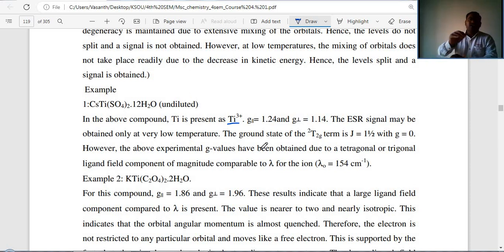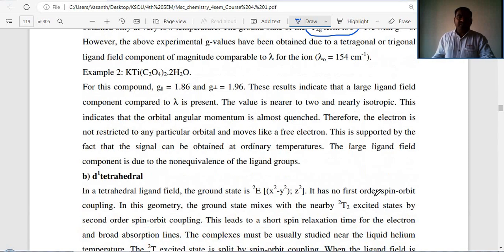In the ground state of the 2T2g term, J is equal to 1.5 and g is equal to 0. However, the above experimental g values have been obtained due to a tetragonal or trigonal ligand field component of magnitude comparable to lambda for the ion. This is followed by another example.